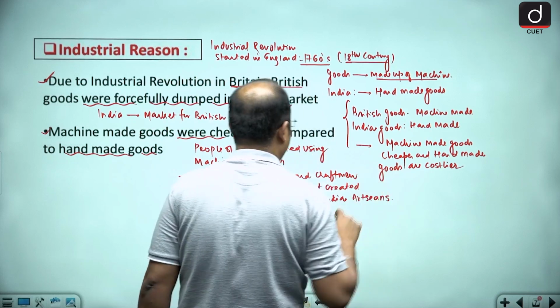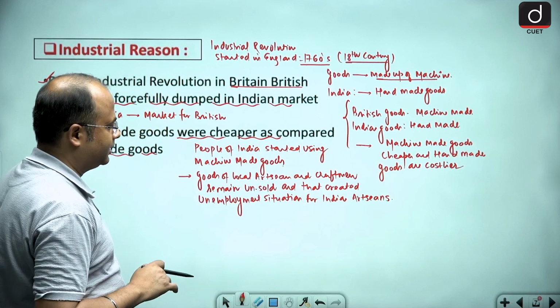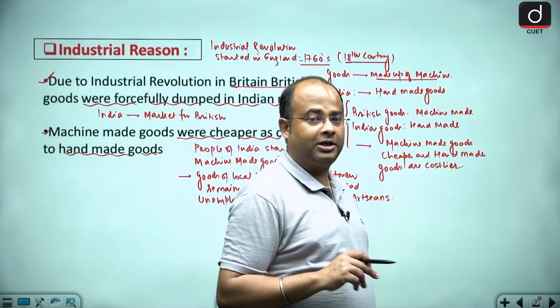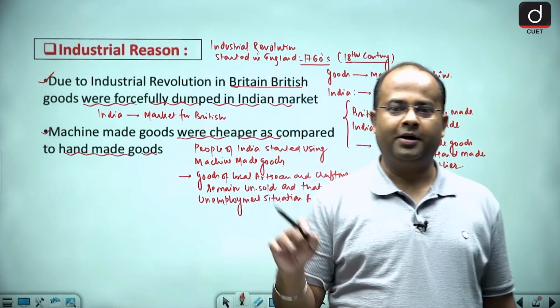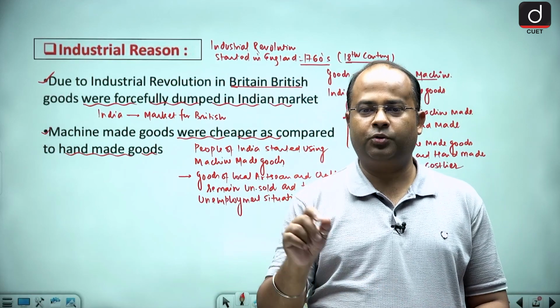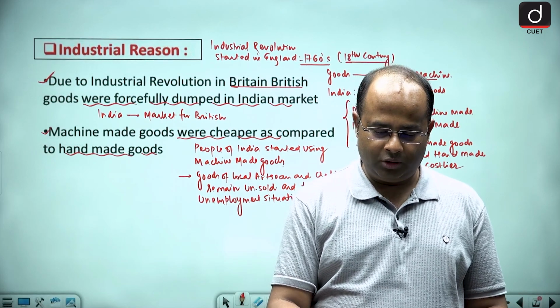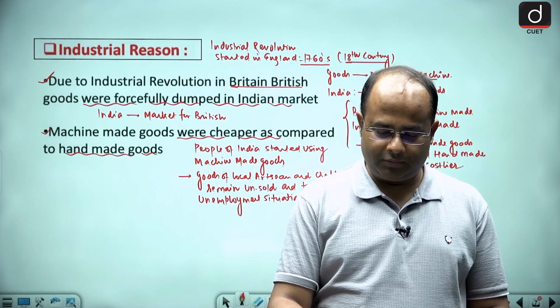That created an unemployment situation for Indian artisans. So what will the Indian artisan think? The Indian artisan will think that due to this British policy, due to the forceful dumping of British goods in India, they lost their livelihood.